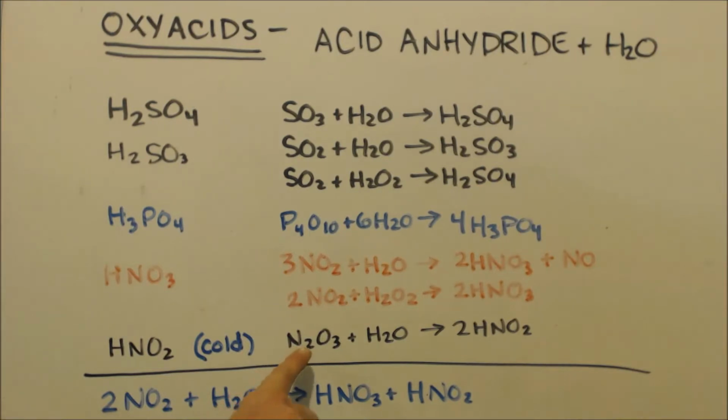But this is your acid anhydride, N2O3, dinitrogen trioxide. You would add that to water, and you would get your product. You can see there are no byproducts. But again, there's always stuff going on that you don't realize.